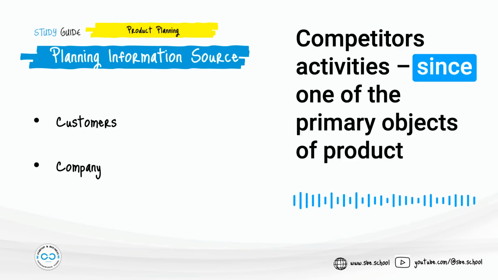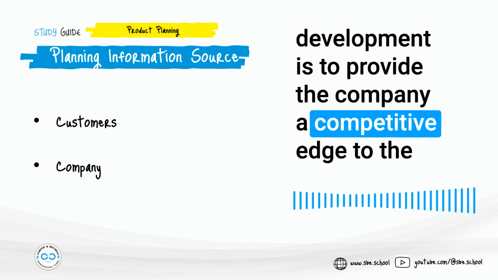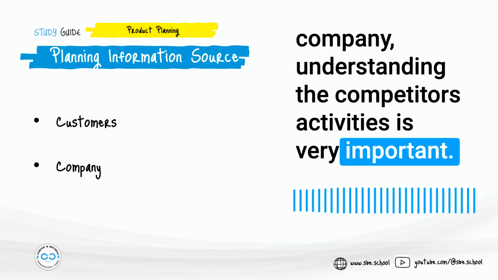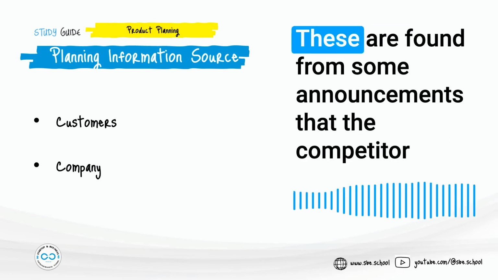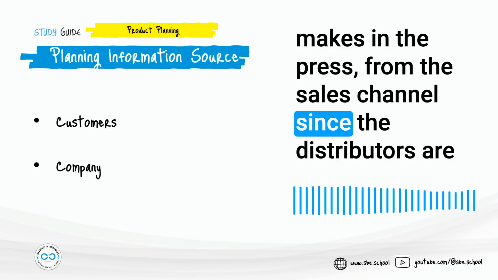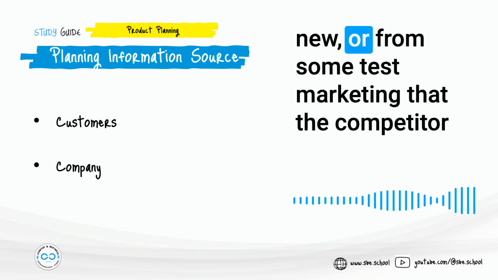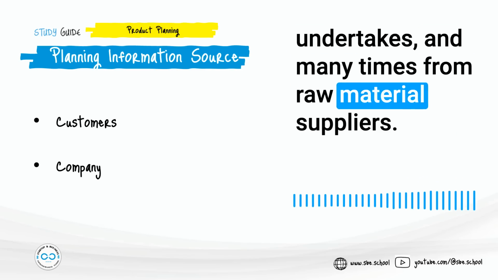Competitors' activities. Since one of the primary objectives of product development is to provide the company a competitive edge, understanding the competitors' activities is very important. Competitors' activities also are a source of product ideas. These are found from announcements that the competitor makes in the press, from the sales channel, since the distributors are amongst the first to know if a competitor is planning something new, from test marketing that the competitor undertakes, and many times from raw material suppliers.